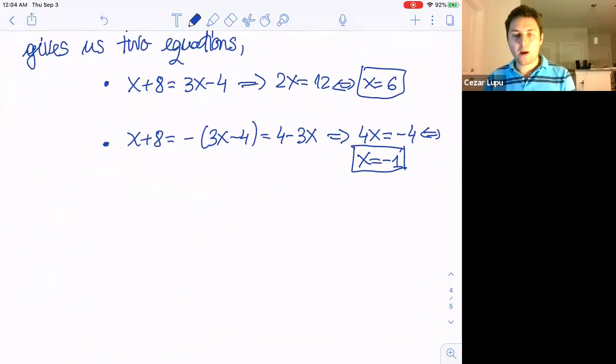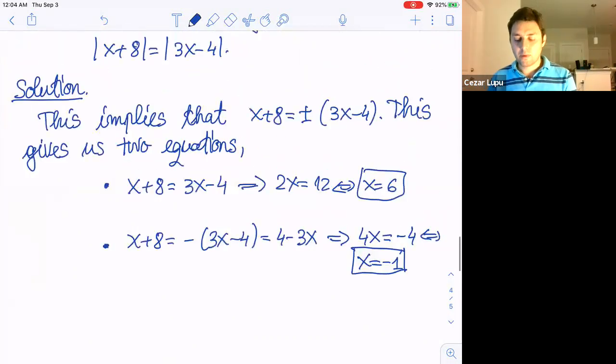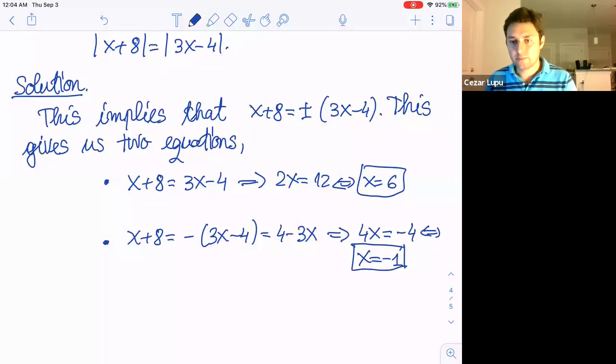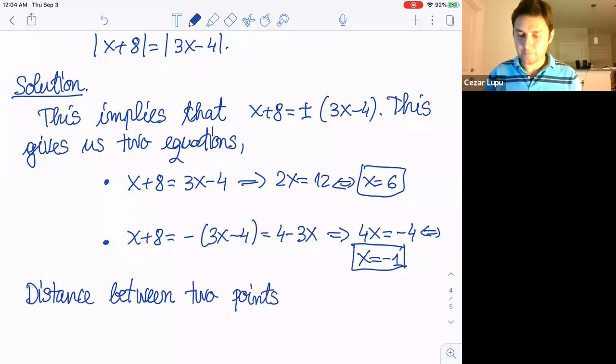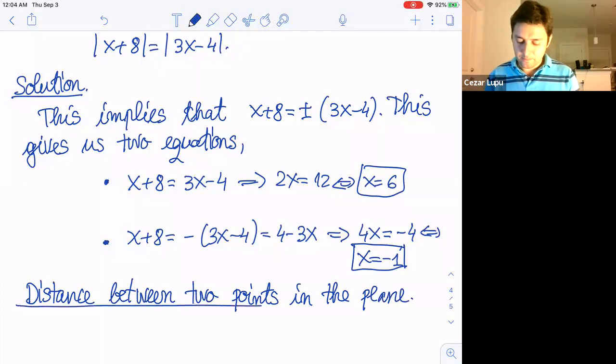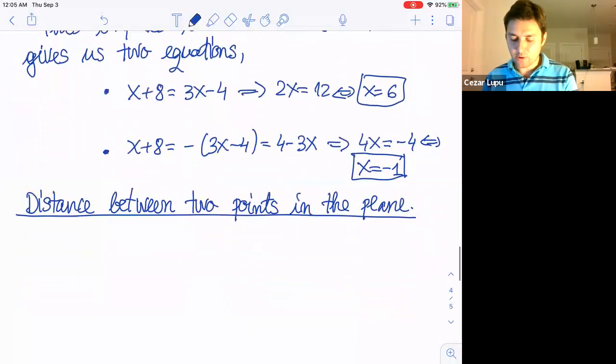Now, what I want is how to measure the distance between two points when they're in the plane. So the distance between two points in the plane. Right? So let's do this. Let me draw a picture first.